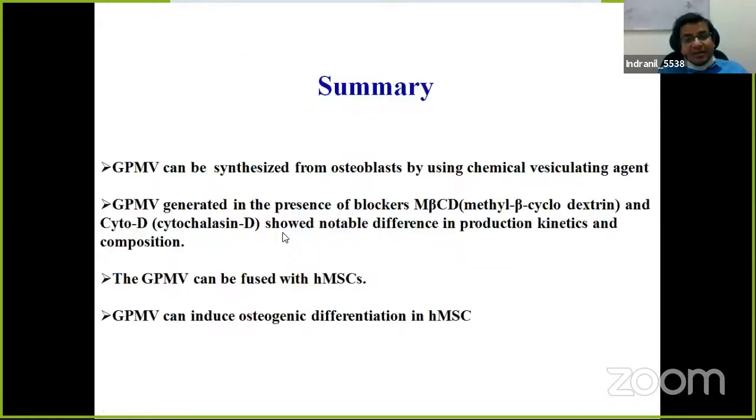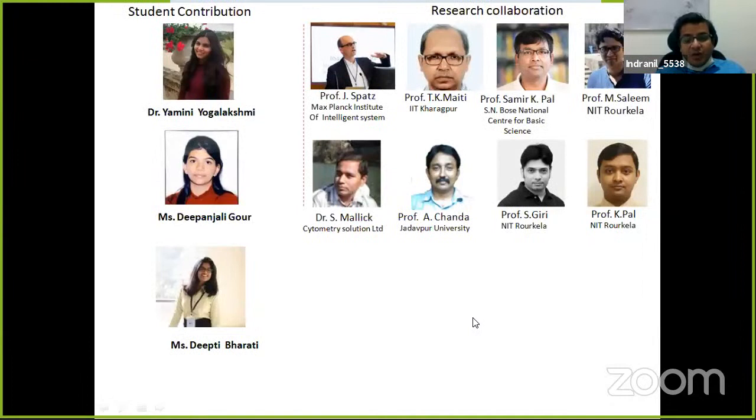Altogether, we summarize that GPMB can be synthesized from the osteoblast by using a chemical vesiculant, and they can be generated in the presence of blockers. They showed notable differences in production kinetics and compositions, and they can be fused with HMSC, and GPMB can induce osteogenic differentiation in HMSC. With this, I would like to end here.